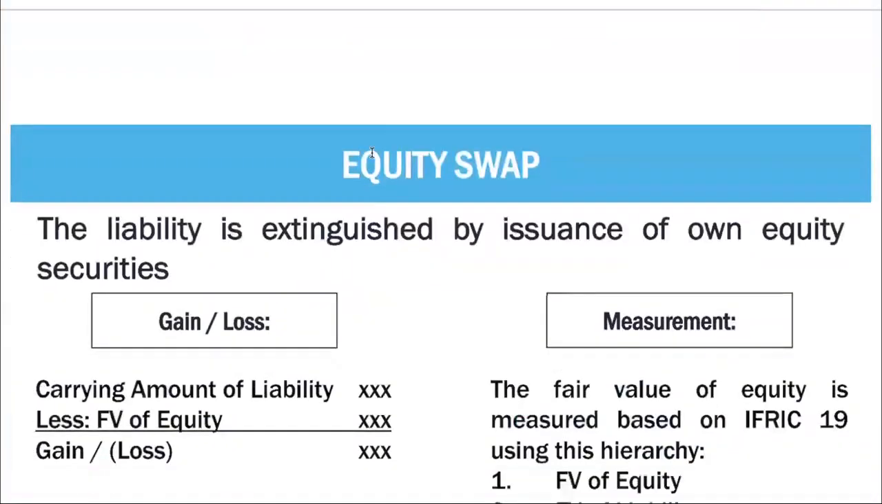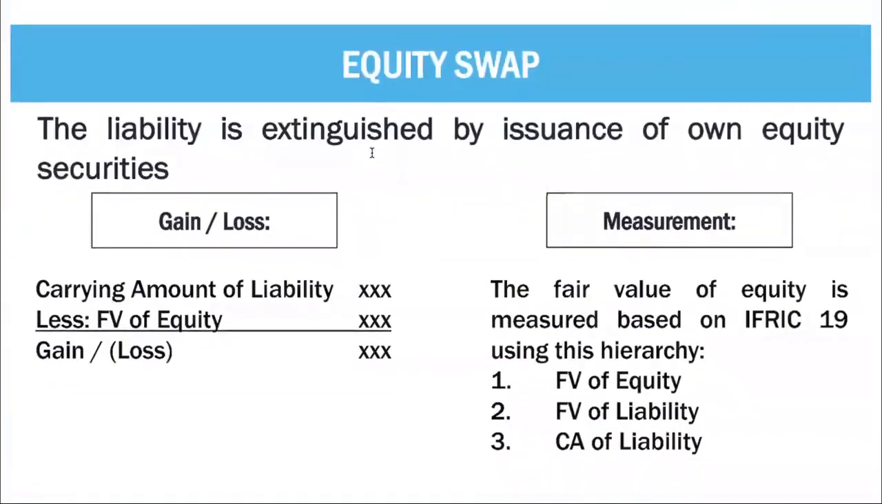Next, equity swap. In asset swap, what did you pay for your debt? A non-cash asset. In equity swap, what you will pay with is your equity instruments. So the liability is extinguished by issuing own securities. So to compute for your gain or loss, you get the carrying amount of liability less the fair value of equity. That is your gain or loss.